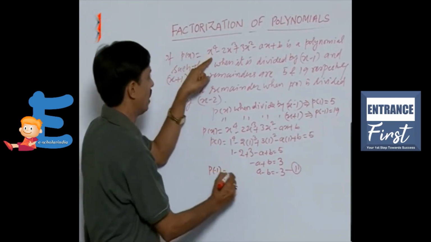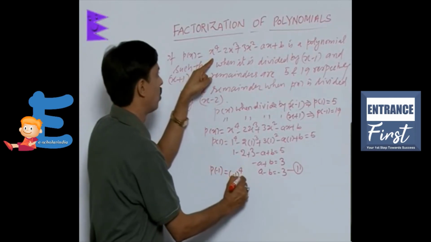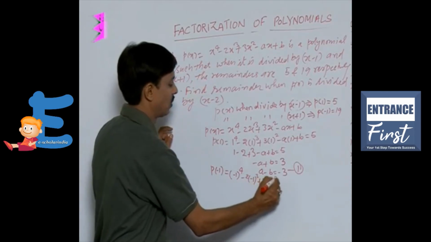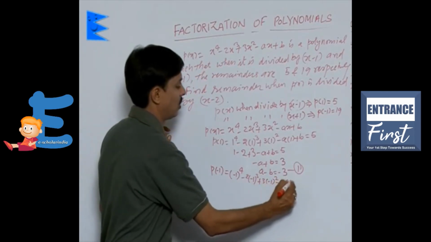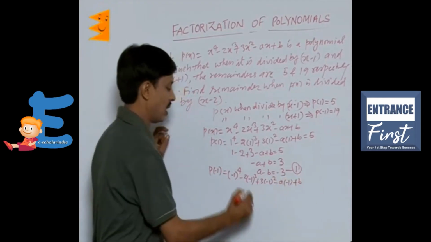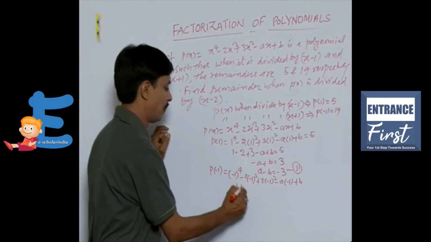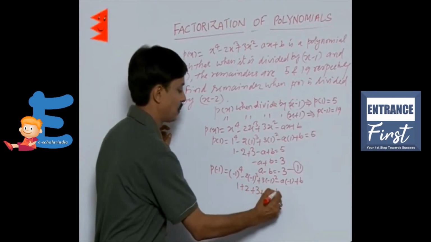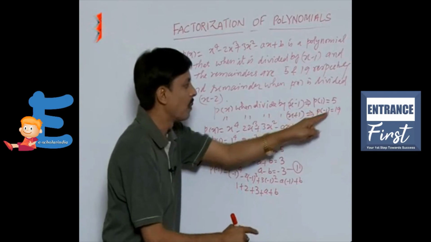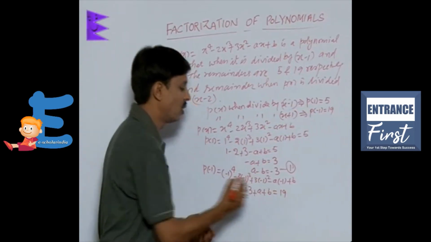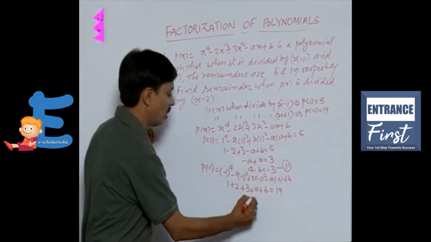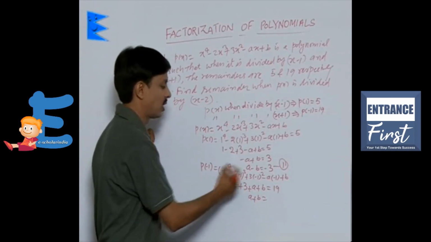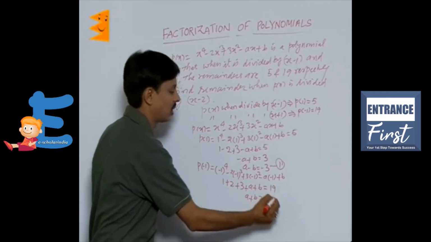P of minus 1 is equal to minus 1 to the power 4 minus 2 into minus 1 whole cube plus 3 into minus 1 whole square minus a into minus 1 plus b. So this becomes 1, this becomes plus 2, this becomes plus 3, this becomes plus a, this is plus b. But the result of P of minus 1 is 19, so this is equal to 19. Now what we can do, a plus b is equal to 3 plus 2, 5, plus 1, 6. When subtracted, I get 13.